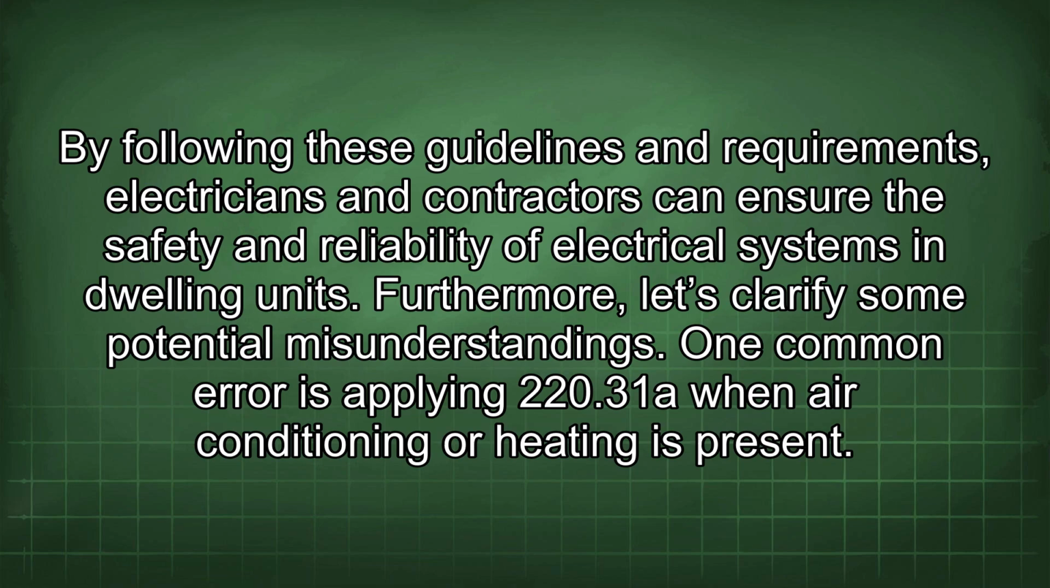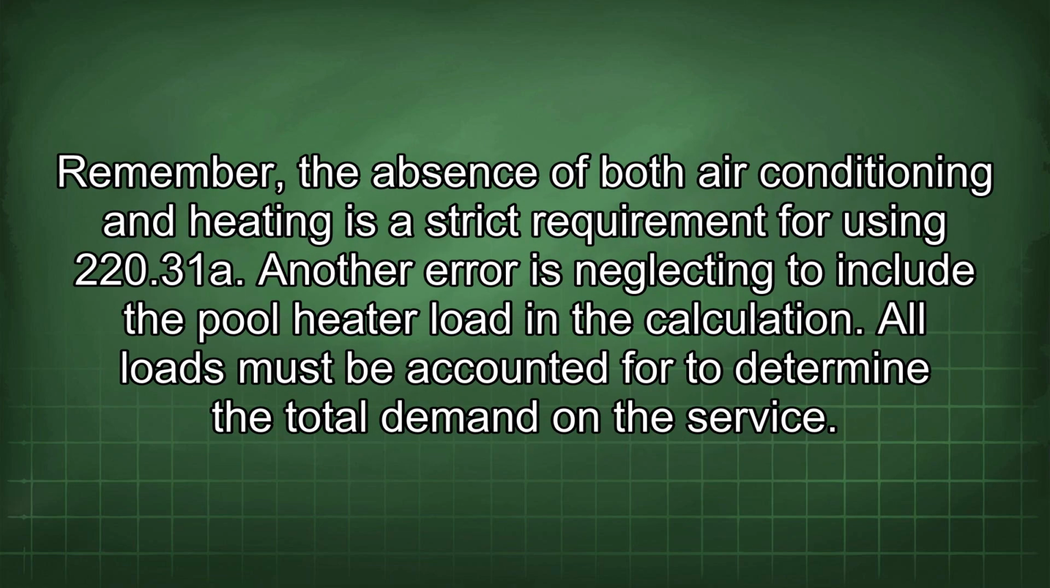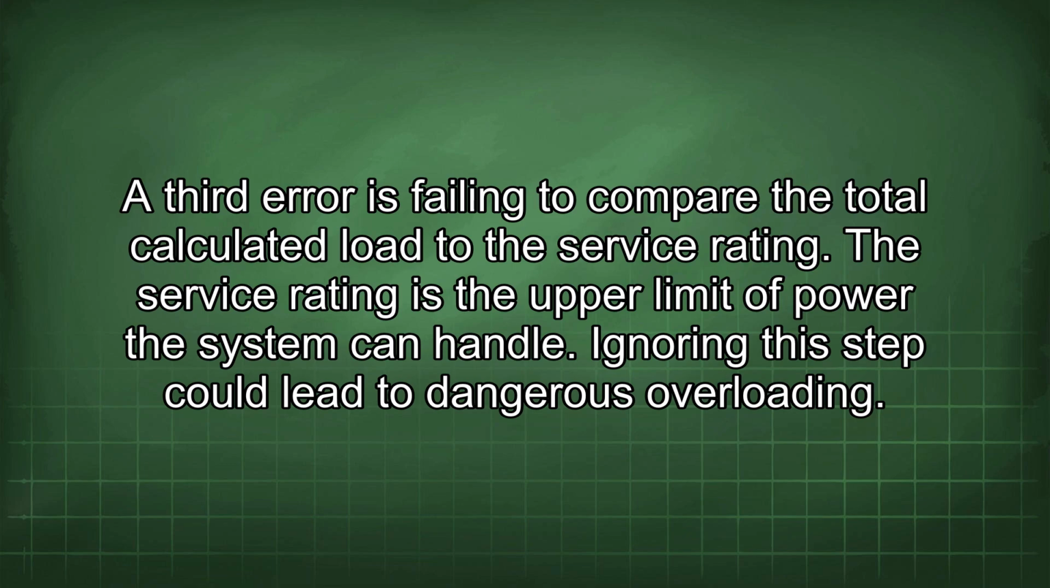One common error is applying 220.31 when air conditioning or heating is present. Remember, the absence of both air conditioning and heating is a strict requirement for using 220.31. Another error is neglecting to include the pool heater load in the calculation. All loads must be accounted for to determine the total demand and the service. A third error is failing to compare the total calculated load to the service rating. The service rating is the upper limit of power the system can handle. Ignoring this step could lead to dangerous overloading.